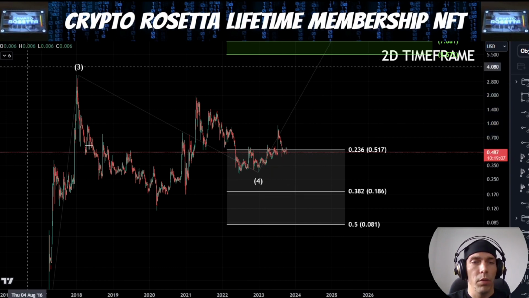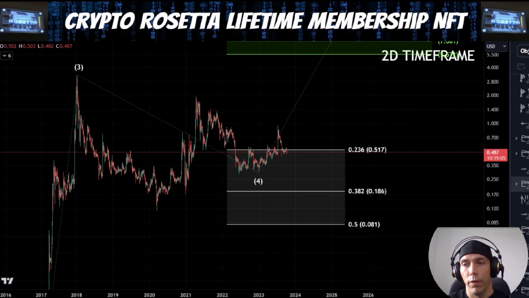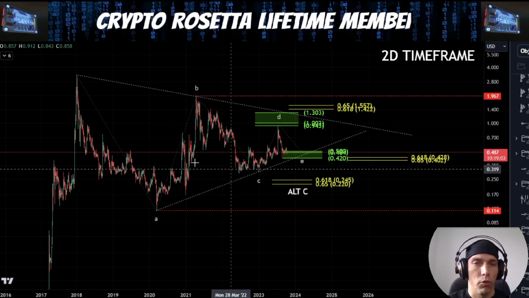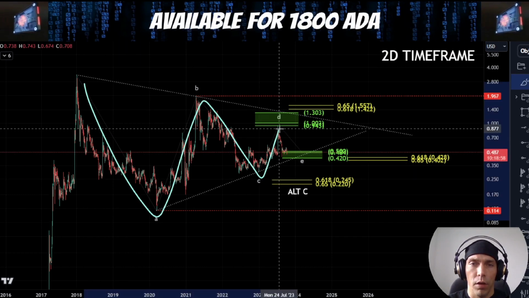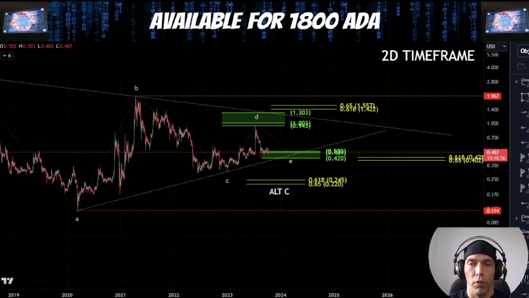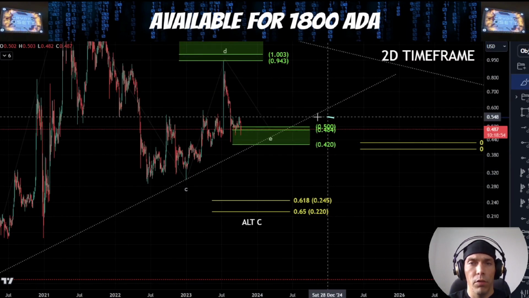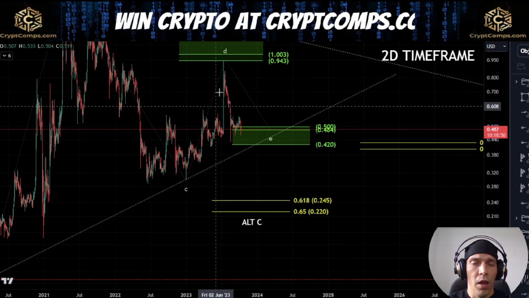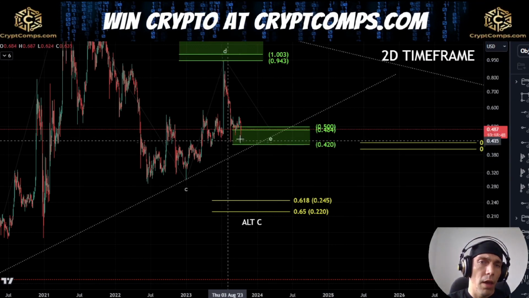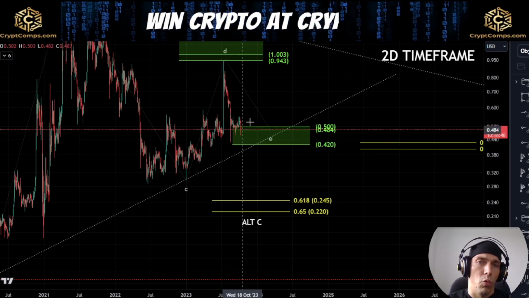It is also possible that we could be within a move like this, where we could still be within a bigger triangle, where we look at this as A, B, C, D, and then we're looking potentially for another three-wave move down here in an E wave. Now we have come into this target area that I had marked out previously when we moved up into this high. So what I'm looking for here is evidence that we are going to see another move to the upside.